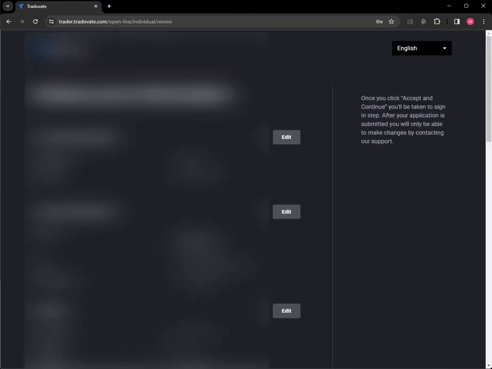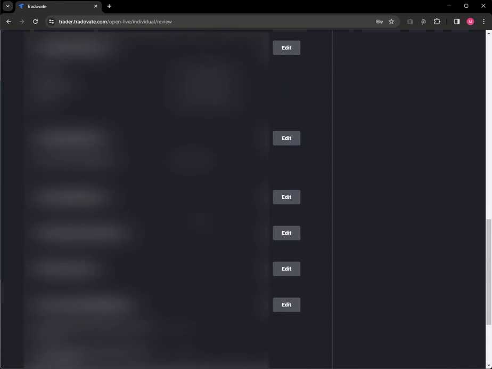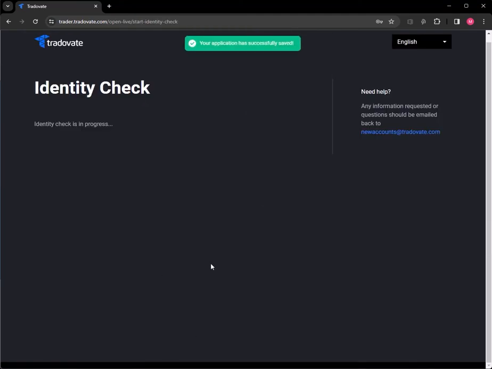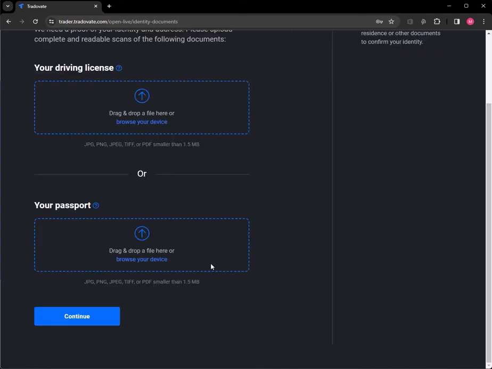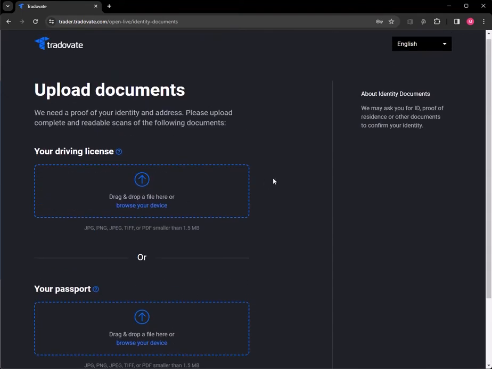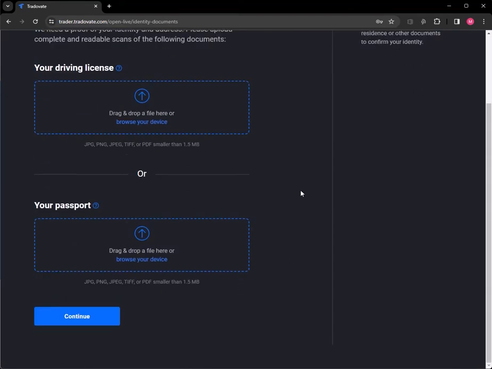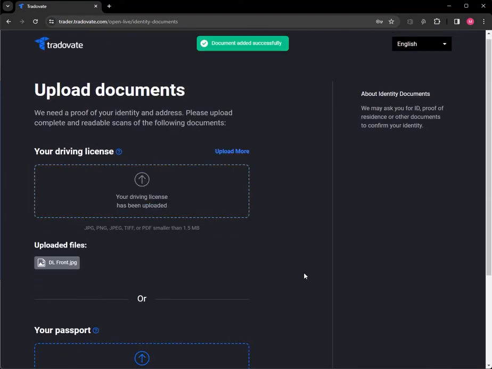Click continue. It's going to ask you to review your information. Make sure you typed it all in right. No affiliations. Great. So accept and continue. Here it's going to ask me to upload my driver's license or passport.